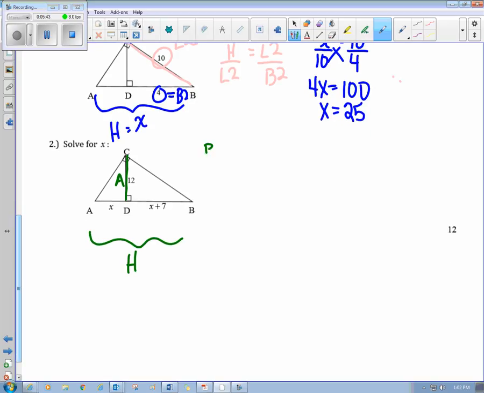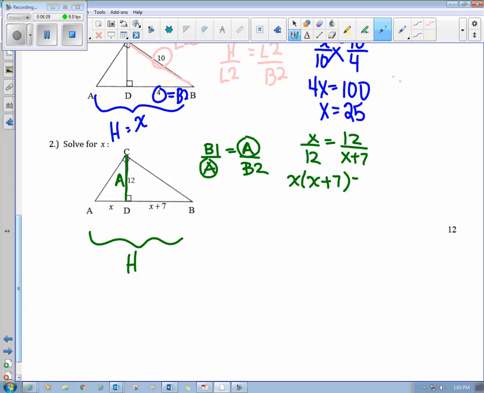So I'm going to have base 1 over the altitude equals the altitude over base 2. Please notice that the altitude, whatever one's coming up off the hypotenuse, is used twice. When I substitute my information in, I have x over 12, base 1 over altitude, equals altitude over base 2. I'm going to cross multiply and solve.